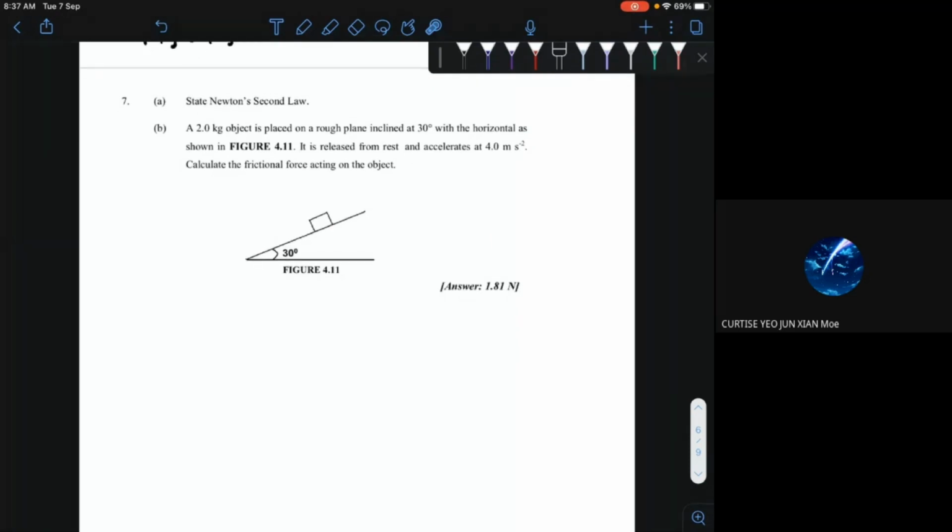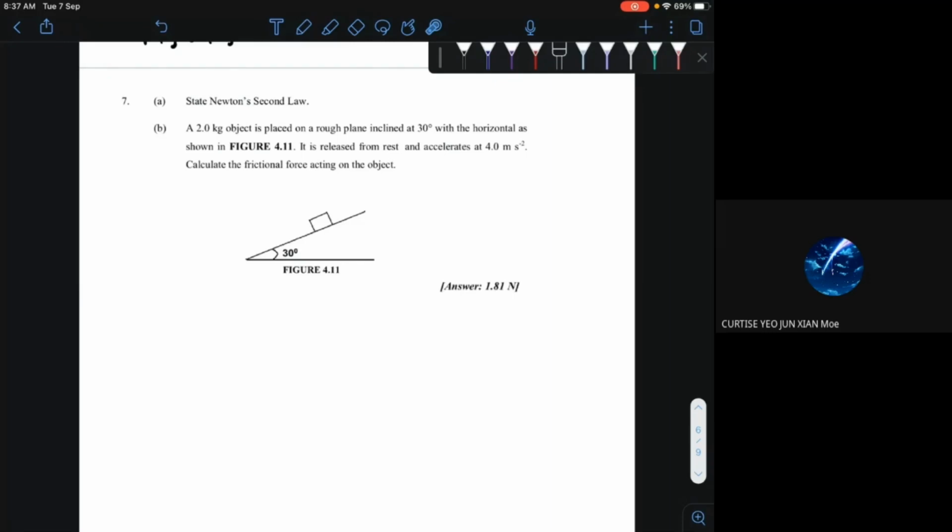And then question 7. We have a 20 kg box placed on a rough plane inclined at 30 degrees. It is released from rest and accelerates at 4 meters per second squared. Calculate the frictional force. Okay.